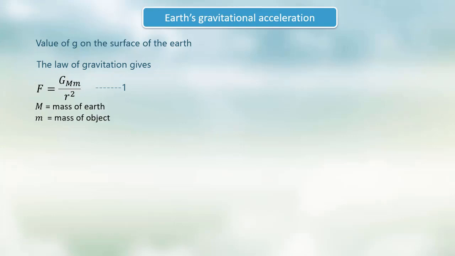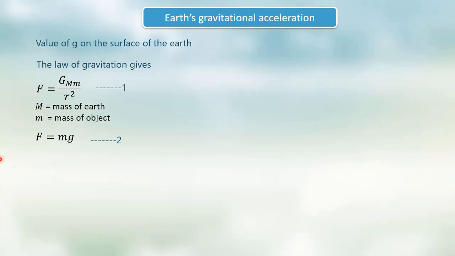Value of small g on the surface of the earth. The law of gravitation gives F is equal to capital G, capital M, small m upon r square. This is equation number 1. Capital M is the mass of the earth, small m is the mass of the object. F is equal to mg. This is equation number 2.